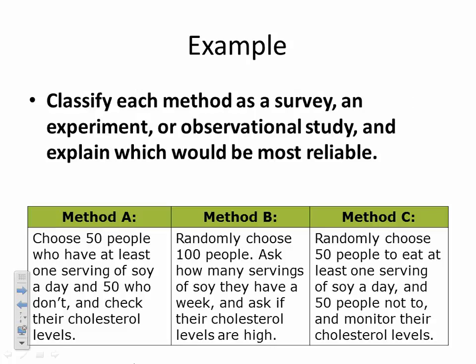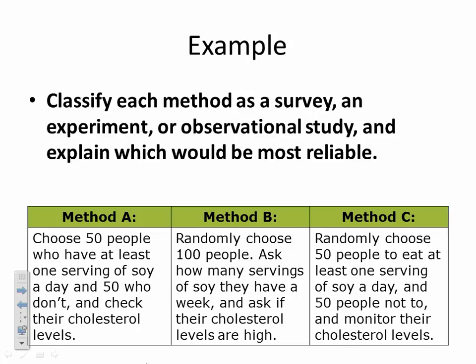Okay, classify each method as a survey, an experiment, or observational study, and explain which one would be the most reliable. Now, guys, y'all participate in surveys all the time. In fact, you participated in one just the other day whenever we collected data about your career interests. Method A. Choose 50 people who have at least one serving of soy a day and 50 who don't, and check their cholesterol levels.